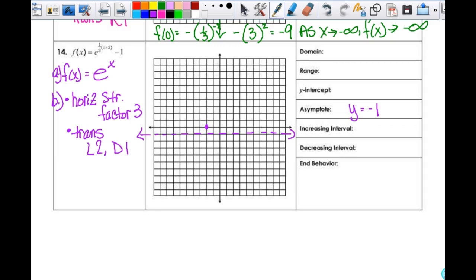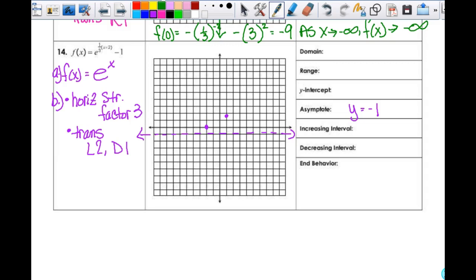For my parent function, when x is 1, y is e, which is about 2.7. So you go up to about 2.7. I have a horizontal stretch by a factor of 3. So my x value is 1. My new x value now is 3, right? So I go to the x value of 3. I'm still at 2.7 for y. Then I translate to the left 2 and down 1, and I end up right about there.